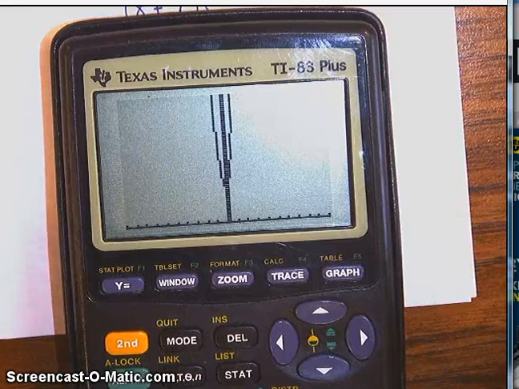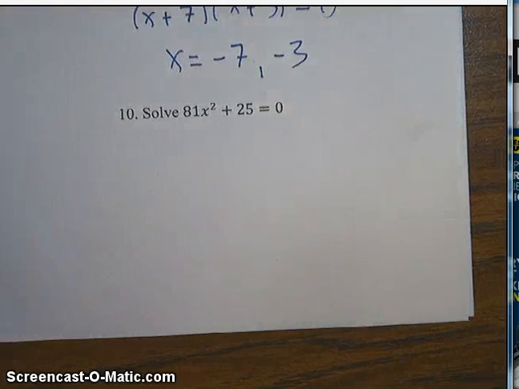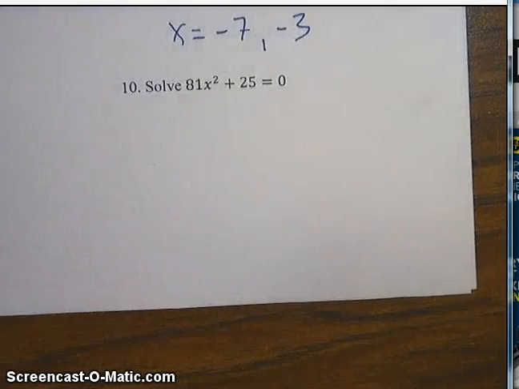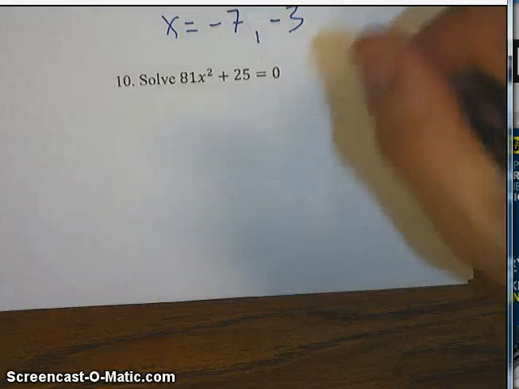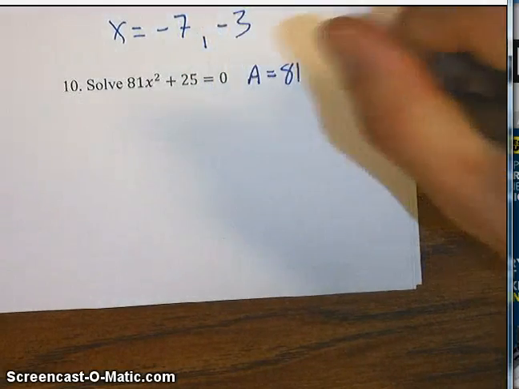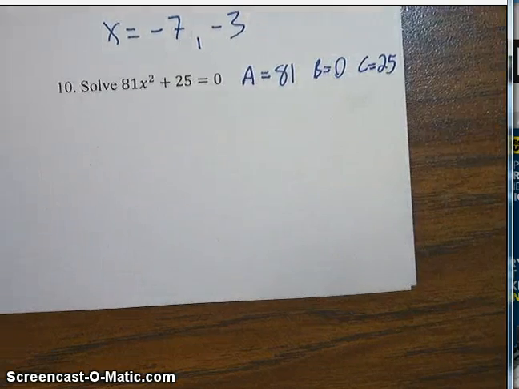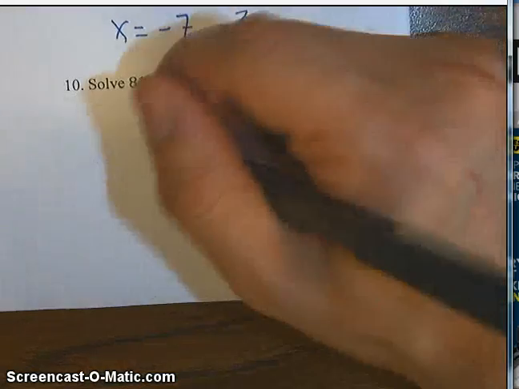There it is. As you can see, this thing never crosses the x-axis, which means that it's going to have complex solutions. To find those complex solutions, we're going to need to use the quadratic formula. And in this case, we've got an A of 81, a B of 0, and a C of 25. So I'm going to plug that directly into the quadratic formula.